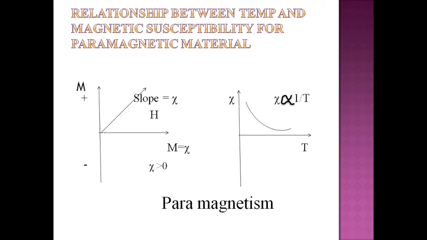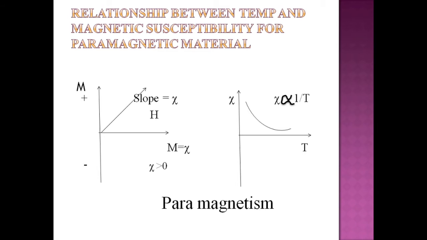In short, what is Curie's law? According to this law, the magnetization in the paramagnetic material is inversely proportional to the temperature, which means the more the temperature of the paramagnetic material increases, its magnetization decreases.